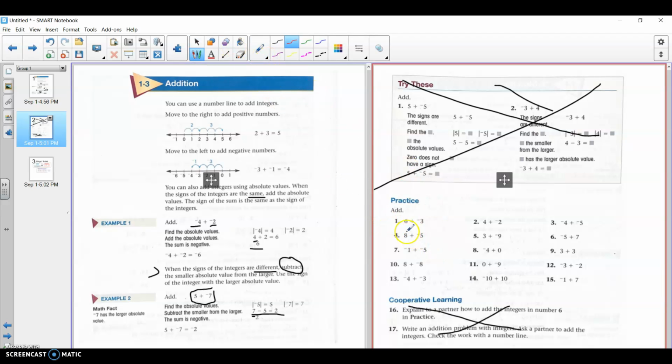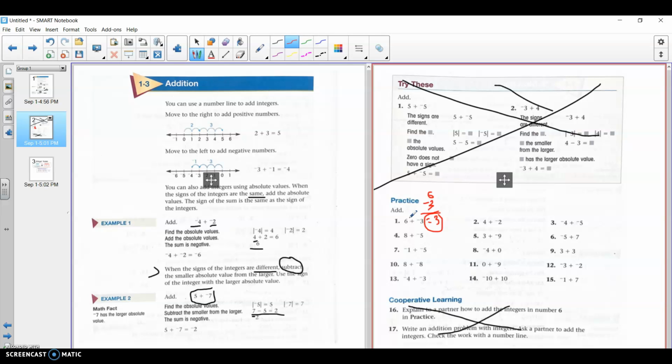I have a positive 6 plus a negative 3. So do I have same signs or different signs? I have different signs, which means to subtract. So I'm going to do 6 minus 3. And again, sorry about the sloppiness. That's going to give me 3. 6 minus 3 is 3. I go back and look at which digit is larger. It's 6. It carries a positive sign. So my answer for number 1 is just 3. Okay? Just 3.